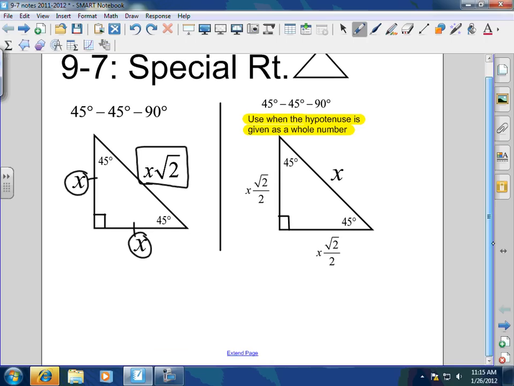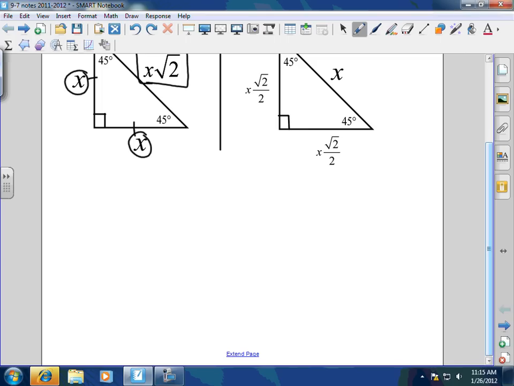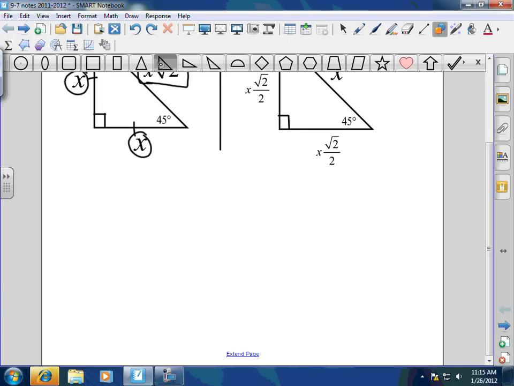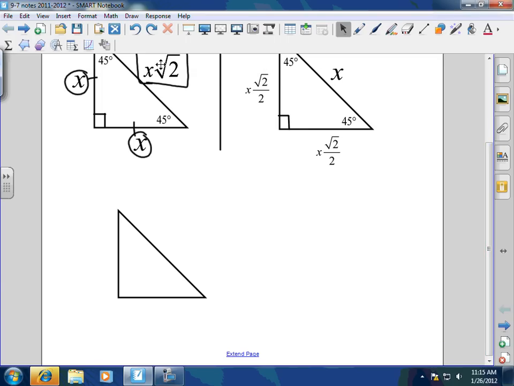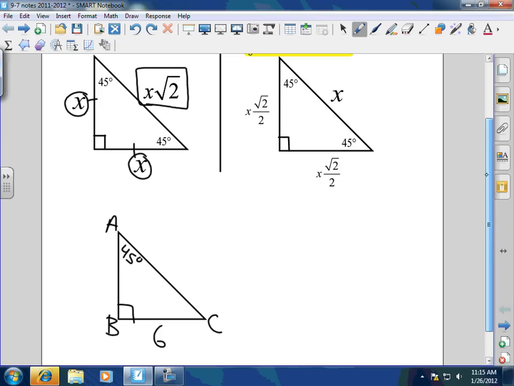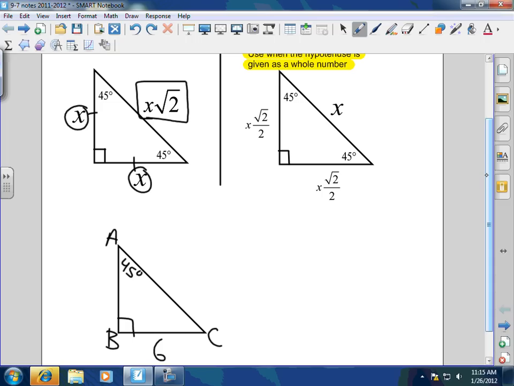If I were to tell you triangle ABC is a right triangle, and I tell you that this is a 45 here, and this is 6. Well, using our formula, this is easy. This is a leg of 6, so AB would be 6. AC would be 6 radical 2. Done. Whenever they give it to you like that, it's simple.